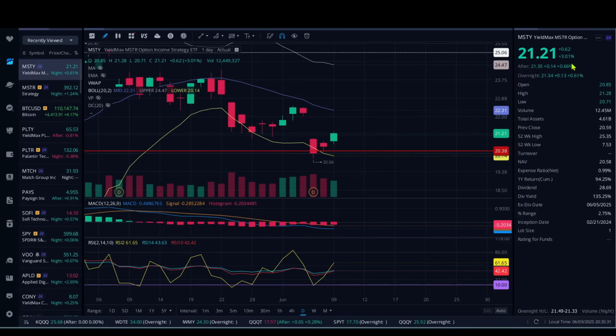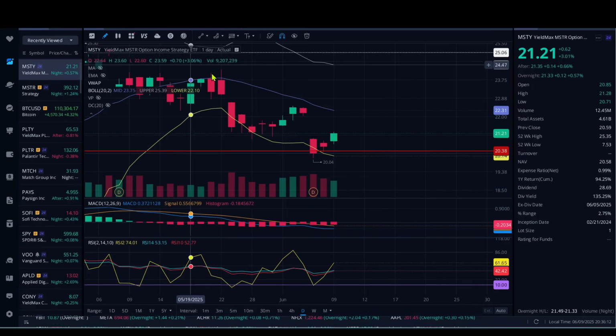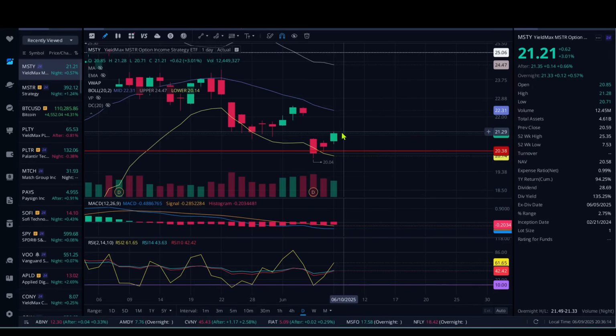Yes, love it. Check it out, 3.01%. That's got to get you a little excited, especially after we came down as low as $20.04 just a few days ago, and then popped right back up above our little support line, which gave us some nice green volume here. Right now we're looking at the actual chart, and it's showing the actual movements of these candles of the stock itself each day.